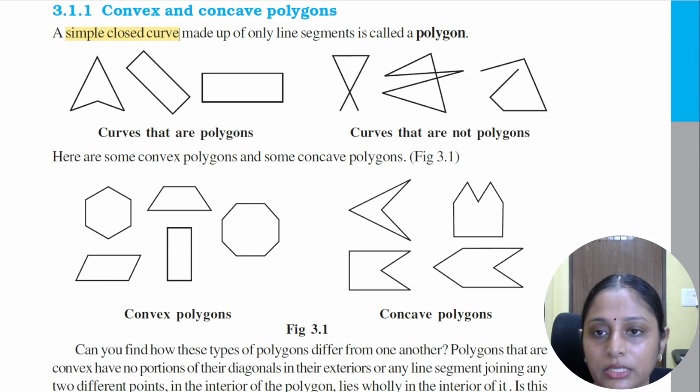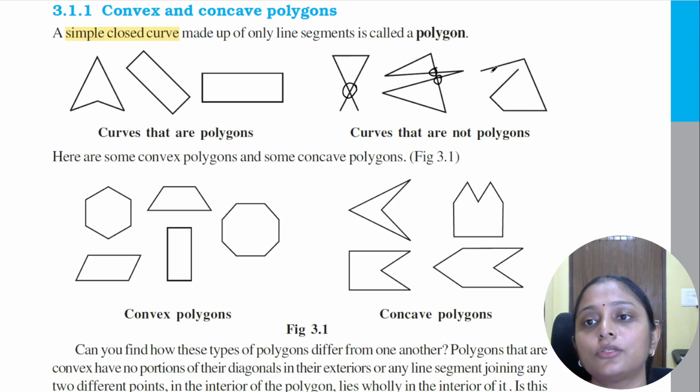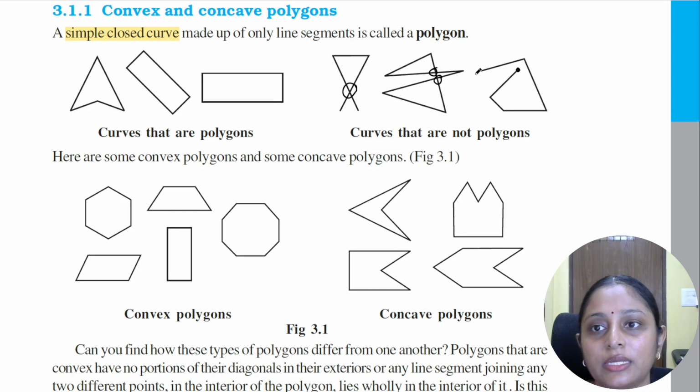As you can see here, they have given examples of polygons and examples of curves which are not polygons. You can clearly see that here this curve is crossing itself, therefore it is not a polygon. Here again it is crossing itself at 2 points, therefore it is not a polygon. Here this is not closed in the first place, therefore it is not a polygon. You can see that the starting point and the end point are different.